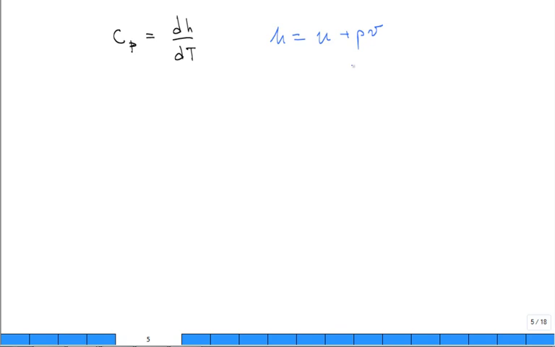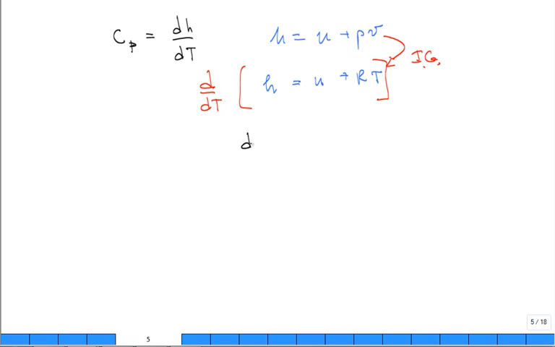Now, I can rewrite this as RT. What did we just do there? Limited this to ideal gas only, because PV is equal to RT, right? All right. If I take that equation, I can differentiate every term in that equation with respect to temperature. So let's just go ahead and do it.